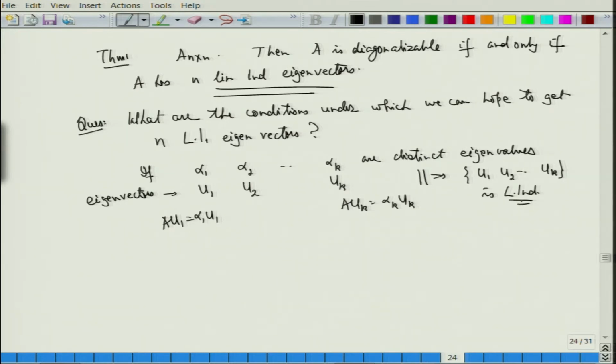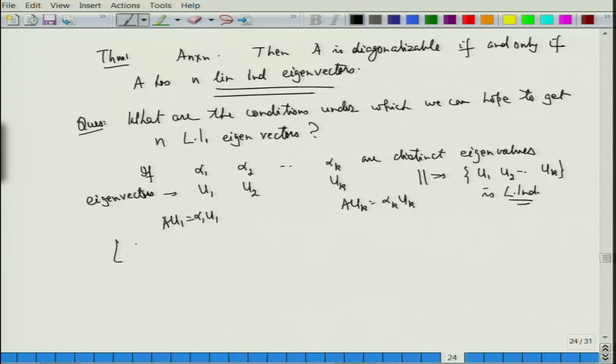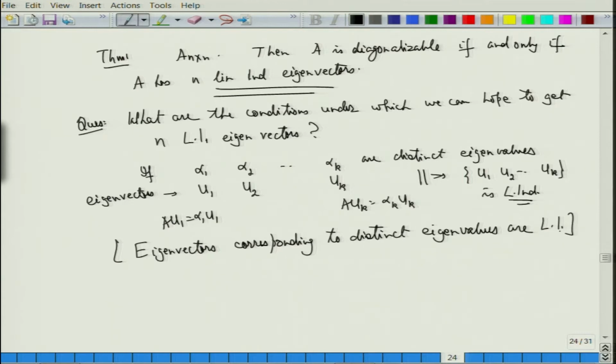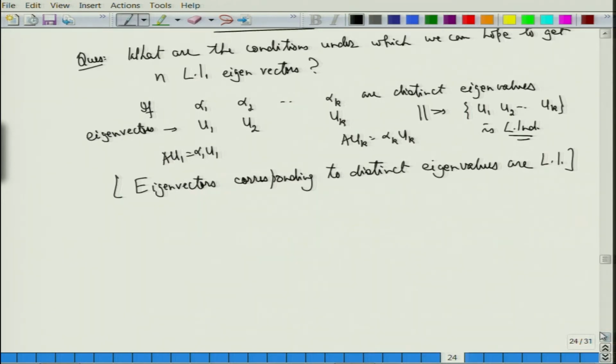So, what we are saying is that the eigenvectors corresponding to distinct eigenvalues are linearly independent. This is what we are claiming here, all right. So, let us try to prove it. Proof.